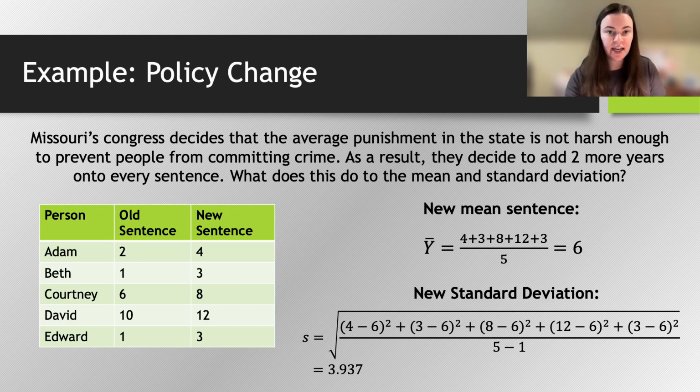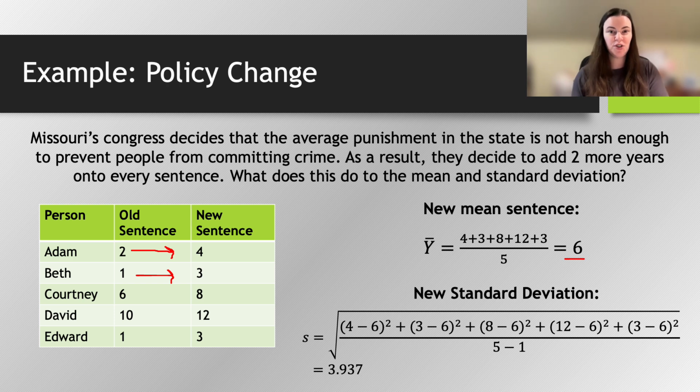Okay, so I've gone ahead and done the math for us here using our alternative formula, just so that you could see it all on one slide. So on the last slide, we determined that our new mean sentence length was 6 years. So everything increased by a uniform value of 2. So our old sentence went from 2 to 4, 1 to 3, so on and so forth. And that means that our mean or average sentence length also increased by a value of 2.